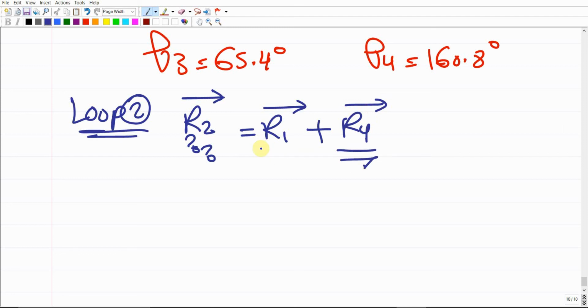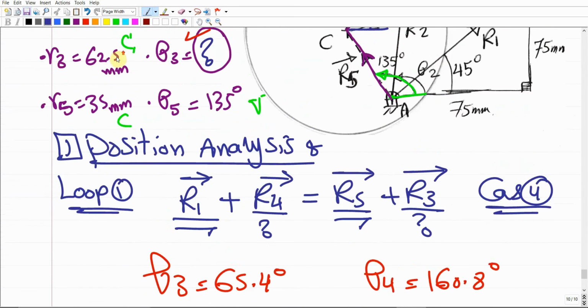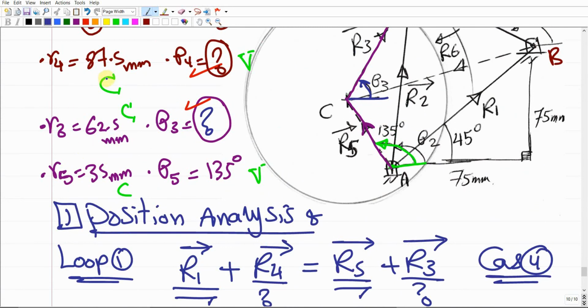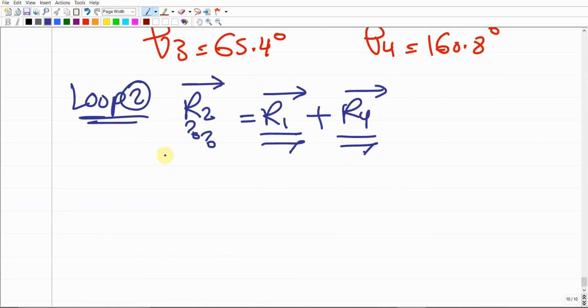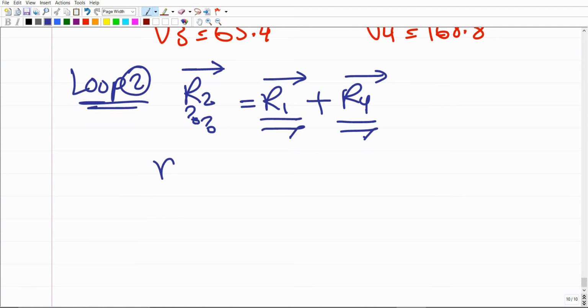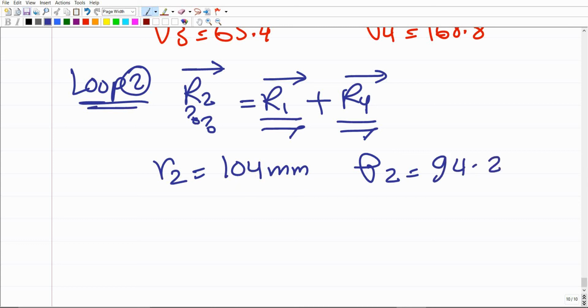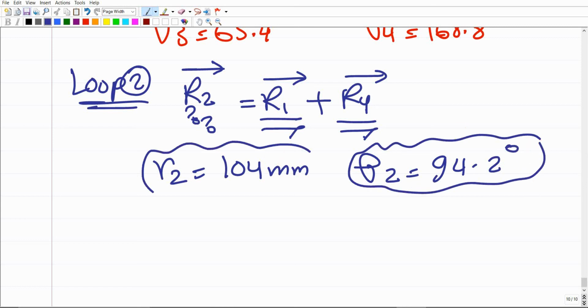Now R4 is fully defined, R1 is fully defined. Why? We already got theta 4 and R4 was already given up there by 87.5. So it means that we can solve this loop for the R2 and theta 2. Solving for R2, theta 2, we're gonna find R2 by 104 millimeter, and remember that this is variable, and theta 2 we're gonna find it by 94.2 degrees. This is for R2 and theta 2, and this is the position analysis.